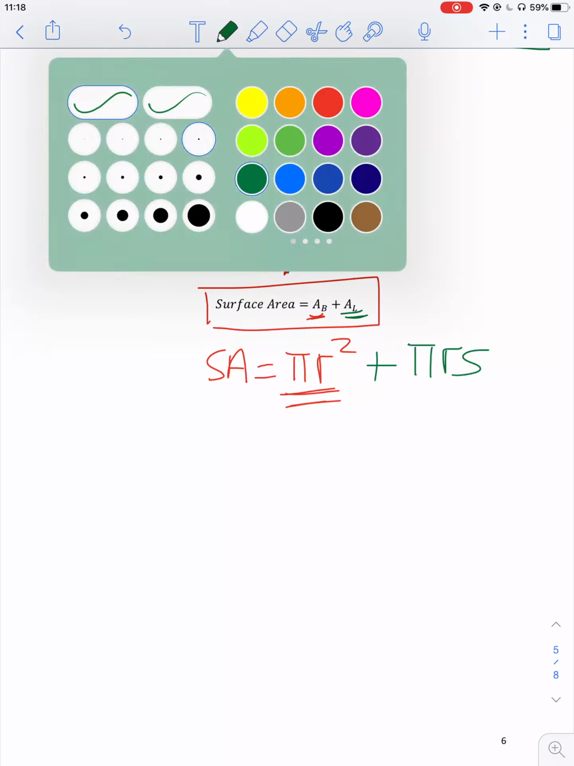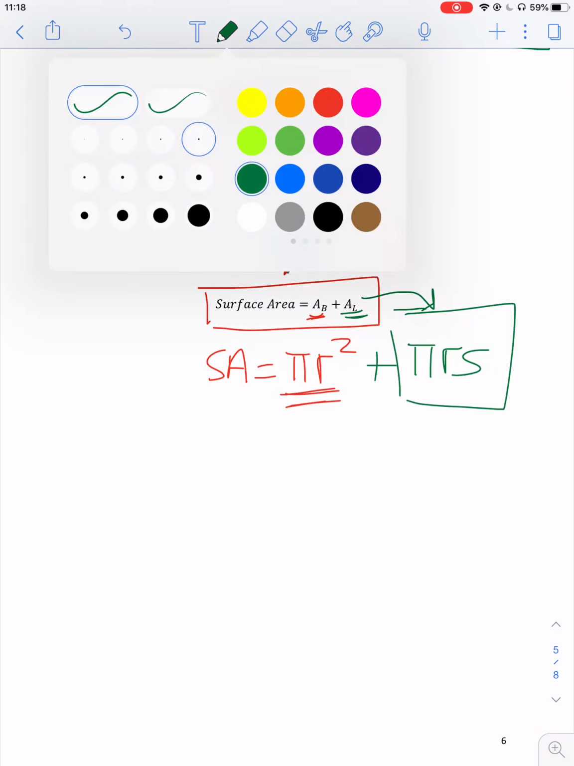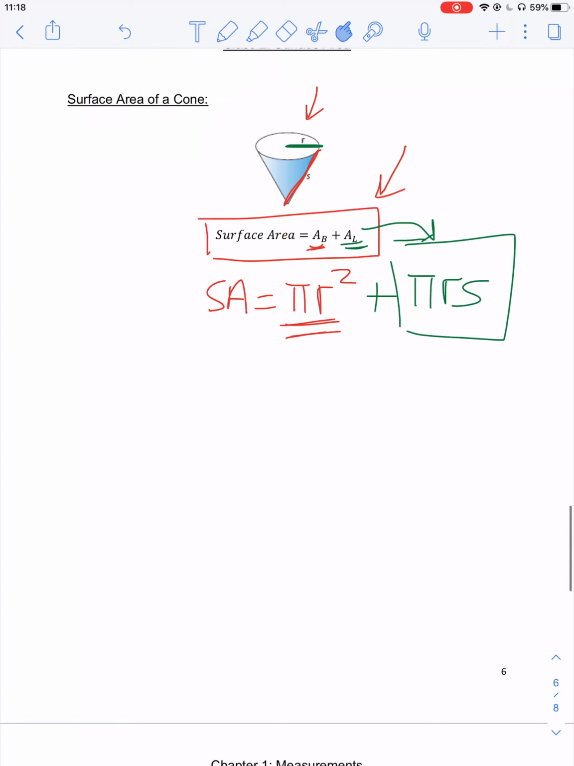This one, guys, is tricky. You can prove that it's pi rs. I'm not gonna do that. Maybe if we were still having classes in school, I would have done that. But to save some time, we're just gonna accept the fact that AL, the lateral area, is just pi rs. So I just want you to believe me. But if you're curious, you can look it up on Google. It's not that difficult. So let's apply the formula.